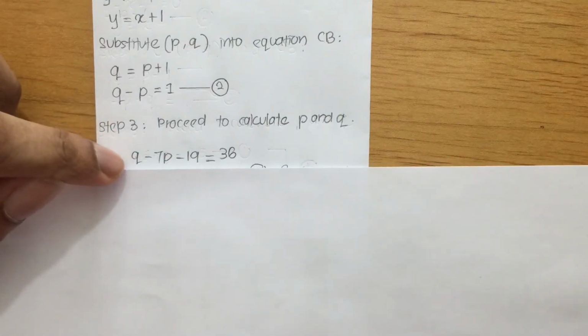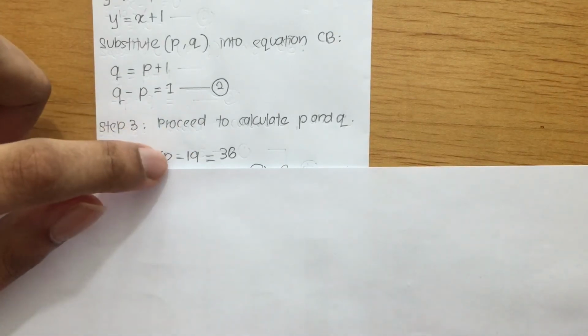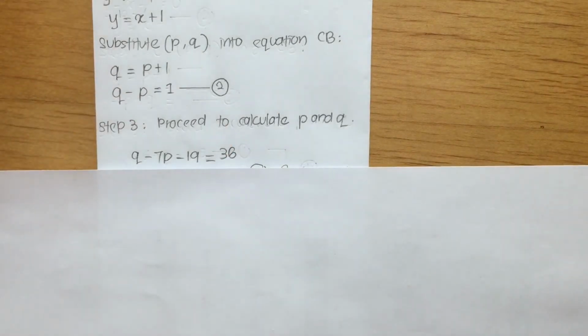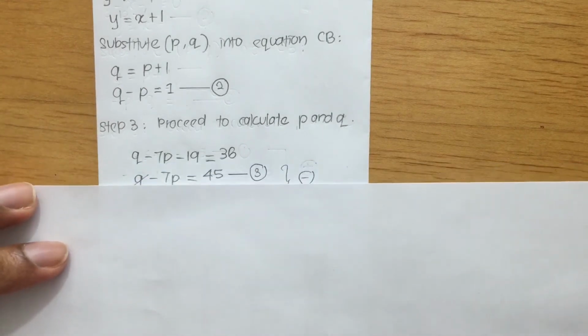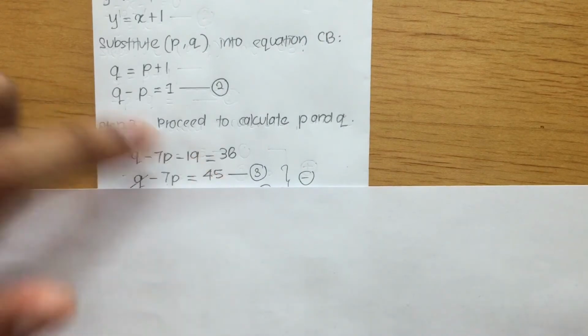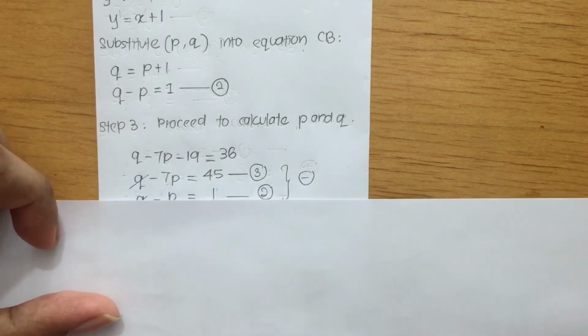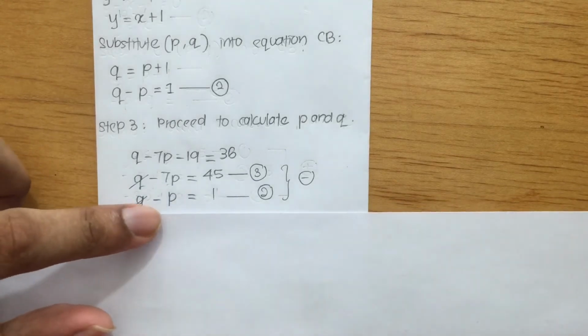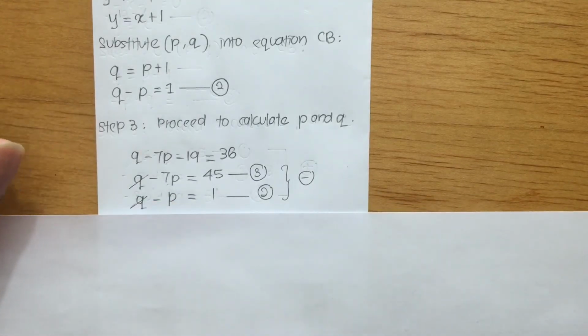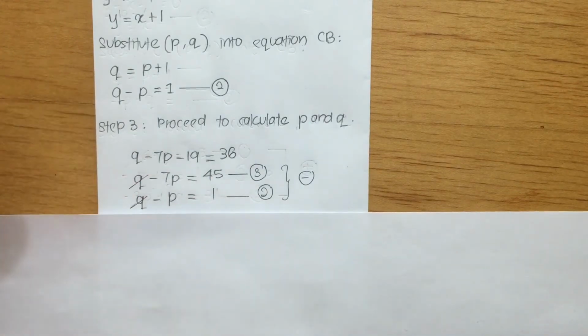From here you see q minus 7p minus 19 is equals to 36. So we're going to bring negative 19 to the right hand side, which you'll get q minus 7p is equals to 45. So this will be your third equation, guys. So proceed to the next step, and then you will have q minus p is equals to 1. So this will be your second equation that I've mentioned in the question earlier.